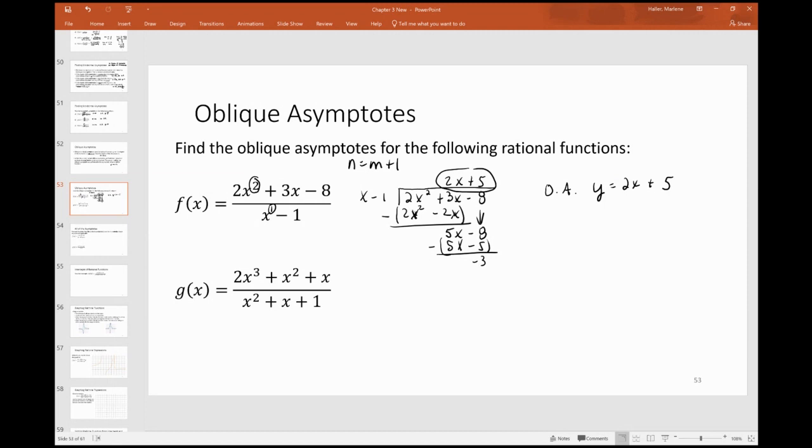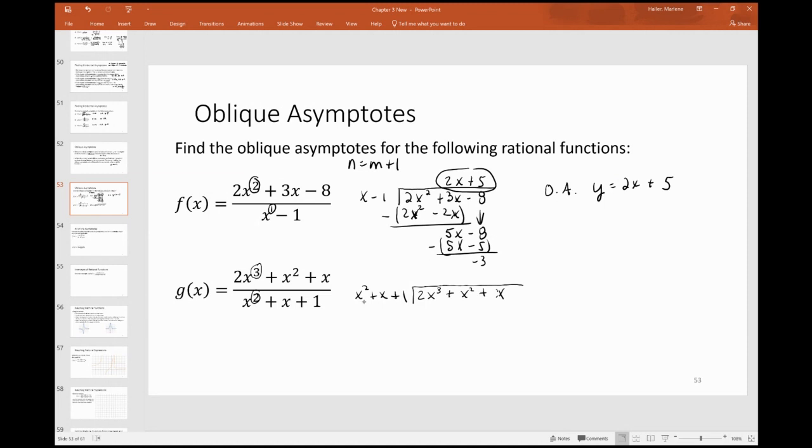Let's try one more. Here, the degree of the numerator is 3, the degree of the denominator is 2. However, it's still 1 more than the degree of the denominator, so we should be able to do long division on that and end up with a line, or the variable will only have degree 1, right? So let's try that. We are now going to divide 2x cubed plus x squared plus x by x squared plus x plus 1.